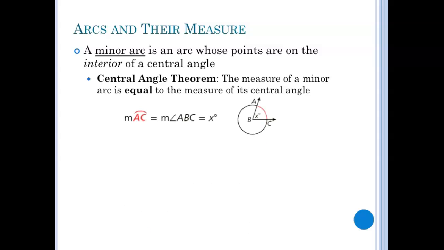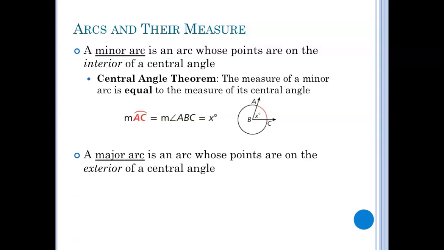Here we see that there is a central angle, ABC, and it has some measure x degrees. Now we would say, according to the central angle theorem, that the measure of arc AC, that's what this M with capital AC with a little arc over it means, the measure of arc AC is equal to the measure of that angle, ABC. So that is also x degrees.